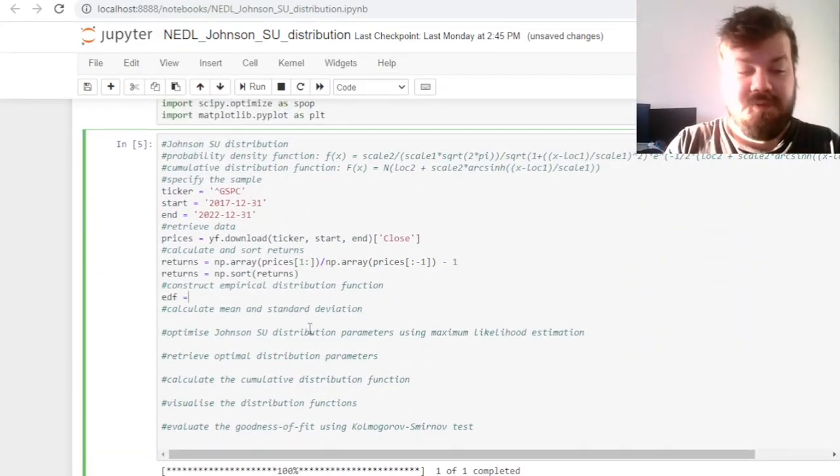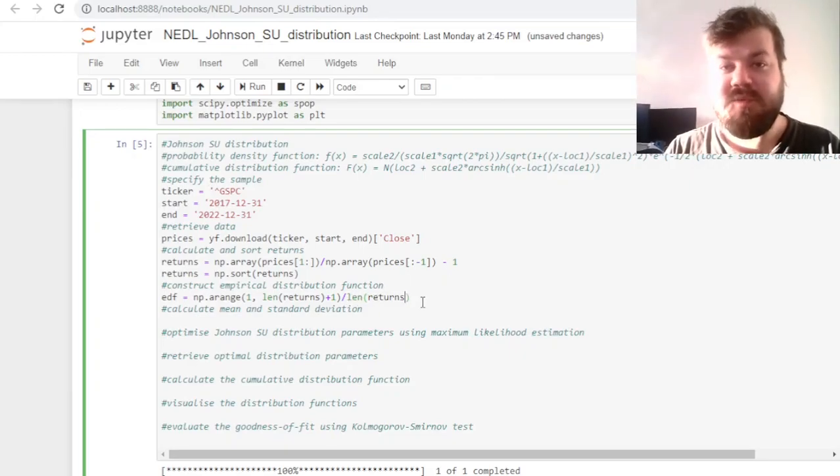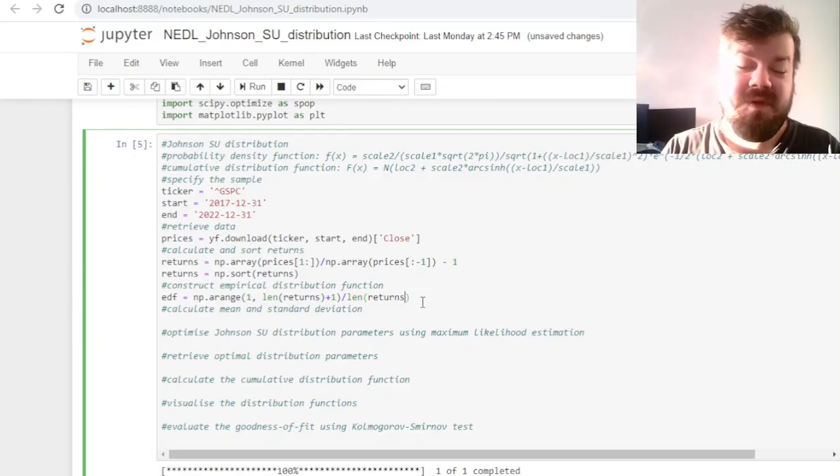Now for the empirical distribution function, we can simply calculate the NumPy range from 1 to the length of returns plus 1 and divide it by the length of returns. That would allow us to construct an appropriate empirical distribution function that will be fluctuating from 0% to 100%, and will construct it by definition.